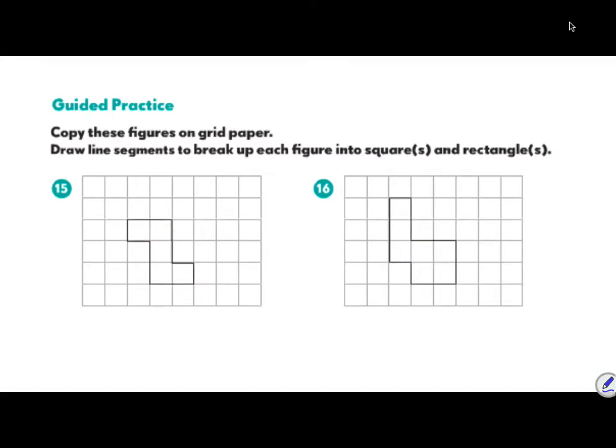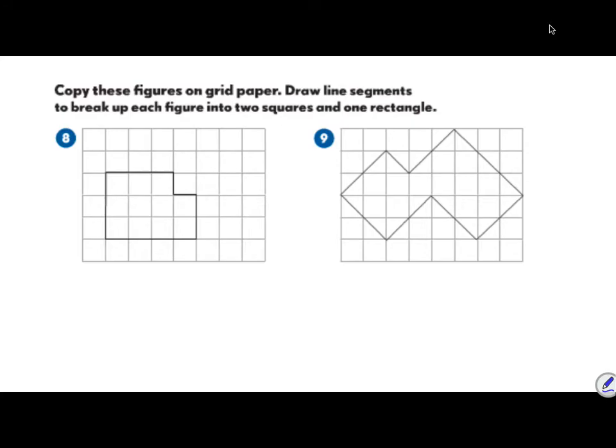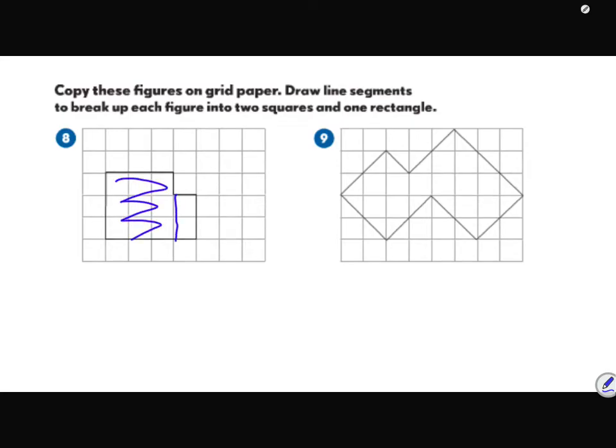Let's see if there's any more. For this figure, I would draw a line here, so I have a bigger square and a smaller rectangle. Here, this one's a little tricky. If you're looking at it, you might think you can't do this because then these aren't squares or rectangles, so you would have to make this one cut through that way. And then you can see I have a shape right here, and I have another shape right there.